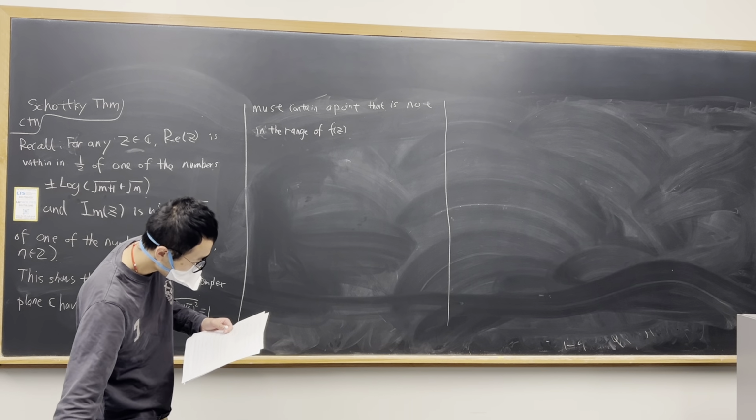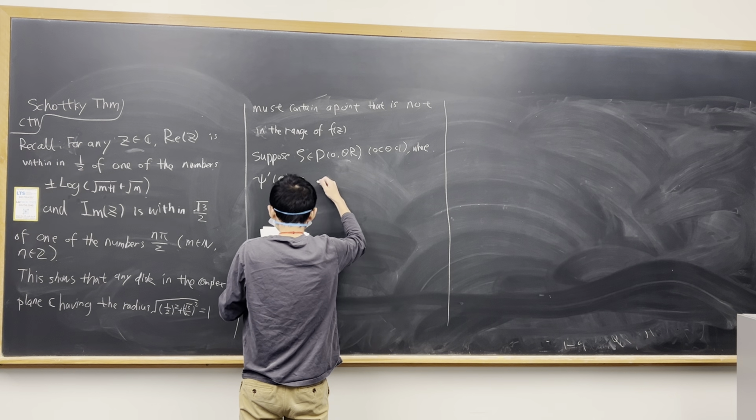Okay, so now suppose this theta is in D, the disk of radius theta R, where 0 is less than theta less than 1, and where phi prime of theta is not equal to 0.